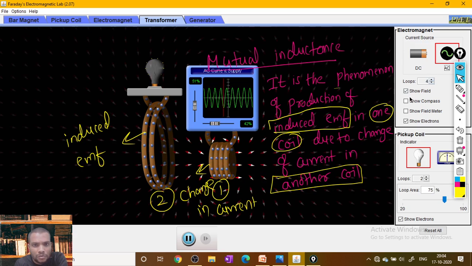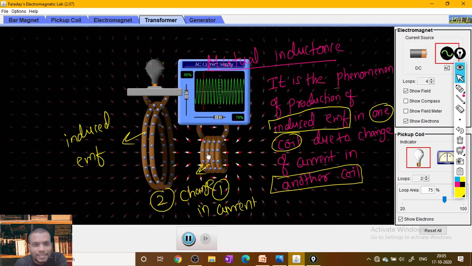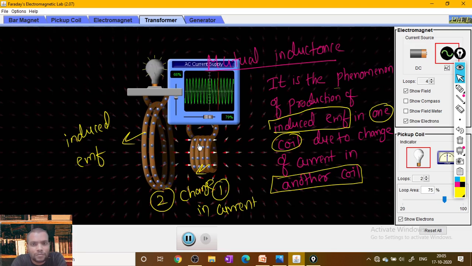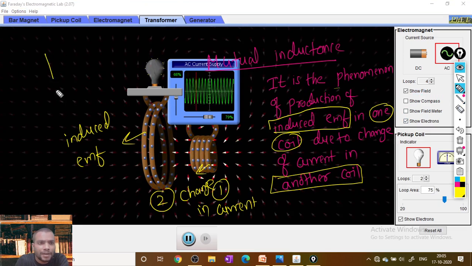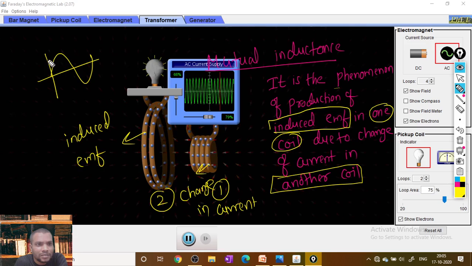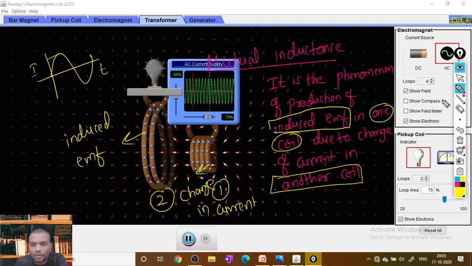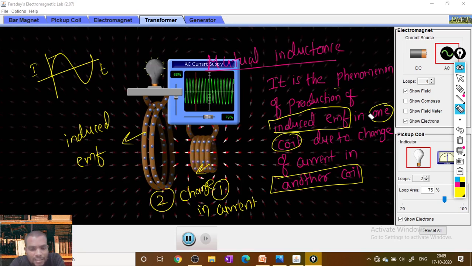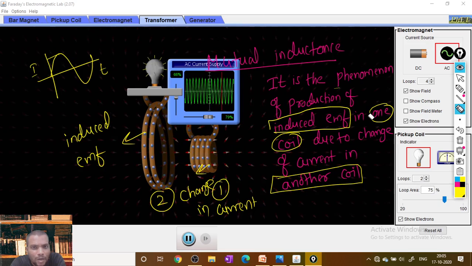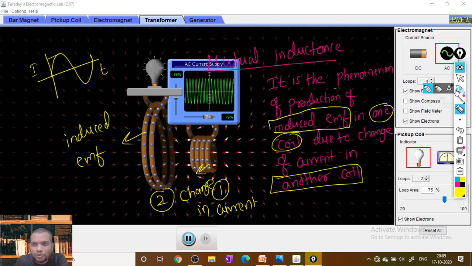Suppose I take another source, which is known as an alternating current source. In alternating current, the current itself changes with respect to time. That's what we call AC. In alternating current, the direction of current itself changes periodically, as a sine function. So when you supply an alternating source to coil 1, there is a change in the current in coil 1. That change in current in coil 1 causes induced EMF in coil 2. This phenomenon is known as mutual inductance.